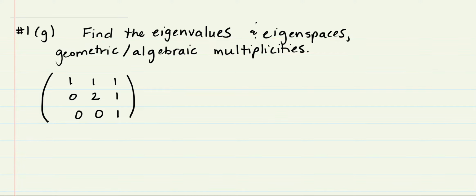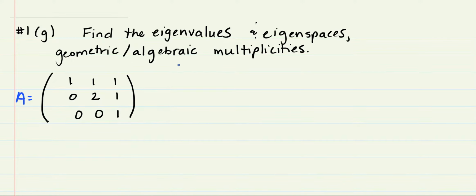We're going to talk a little bit more about eigenvalues and eigenvectors. So this problem is number 1, part G. It's from your book, and it says find the eigenvalues and eigenspaces, and also the geometric and algebraic multiplicities. So the matrix we have, I'm going to call it A. This is a 3 by 3 upper triangular matrix.